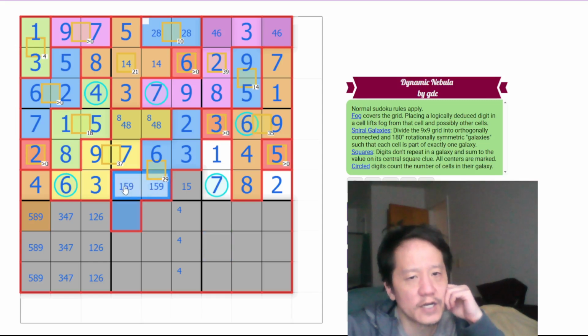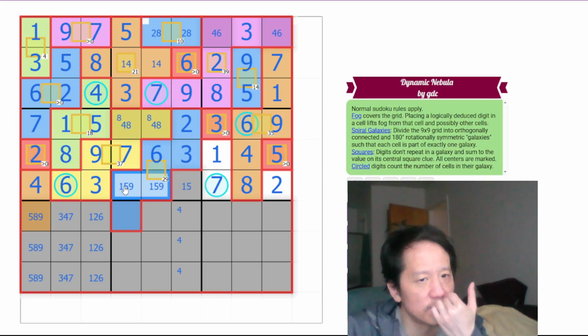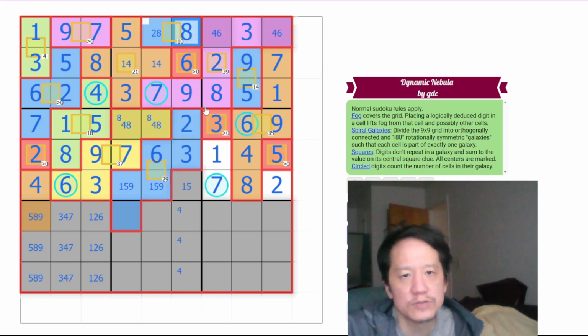You have a 9. What are the remaining digits? This 2 eliminates that from being a 2. So this is 8, this is 2.